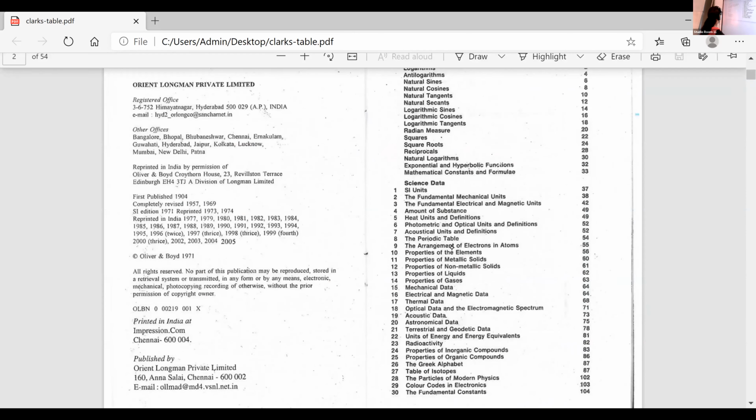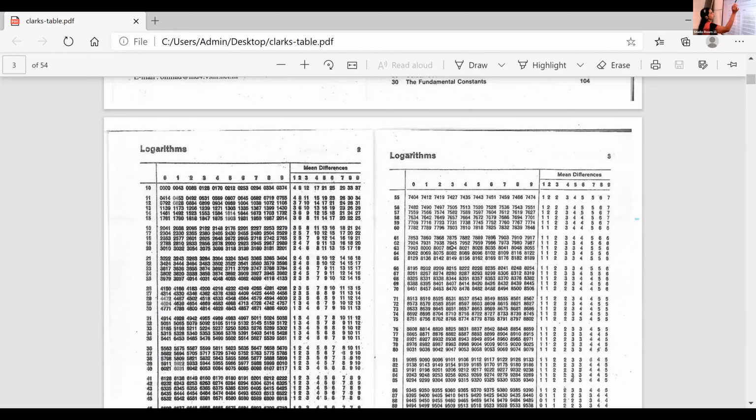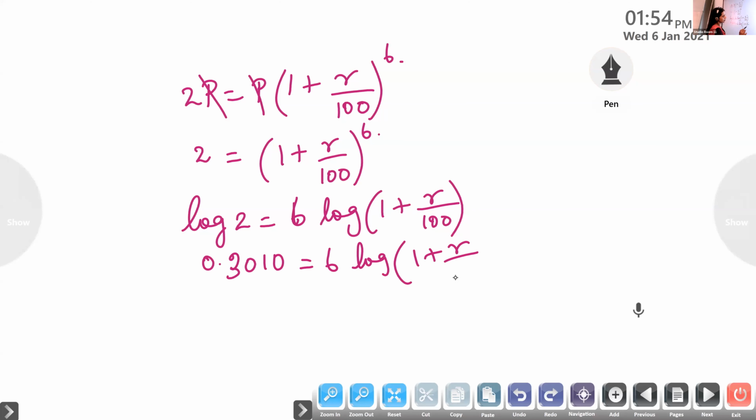Yes, children. What is log 2? So this value only you have to take. Log 2, what is it? It is 3010. Log 2, the characteristic is 0, isn't it? So it is 0.3010. So 0.3010 is equal to 6 into log of (1 + R/100).